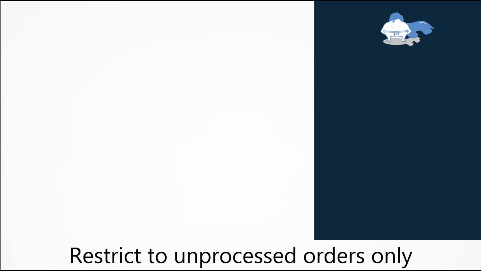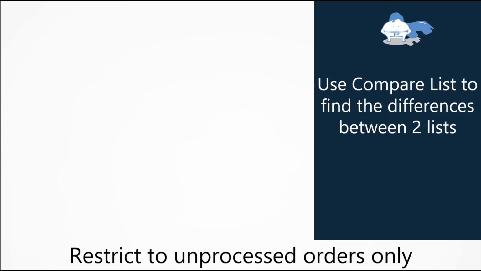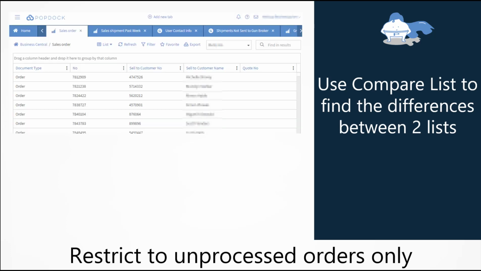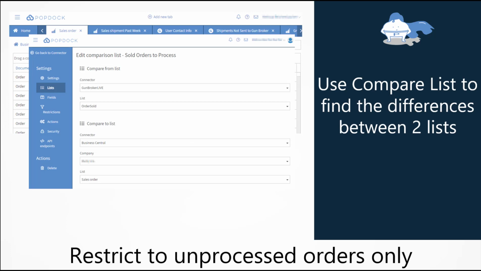With the customers sorted, next we needed to suss out which orders hadn't been imported to BC yet. To do this, we used a compare list in Popdock. Compare lists allow you to compare one list to another and return records from the first list that either exist or do not exist in the second list. In our case, we were looking for ones that do not. We needed to configure the standard Business Central connector, which created a default list showing all sales orders. Next, we created a compare list showing the difference between the orders sold list and the sales orders list.